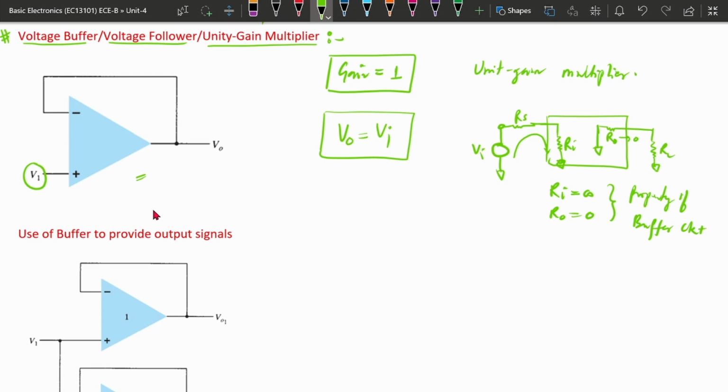That's why an operational amplifier can be used to implement the buffer circuit. This is the connection we should make, and here the gain should be 1. If gain is 1, the output will be directly proportional to the input, with a constant gain that is 1.